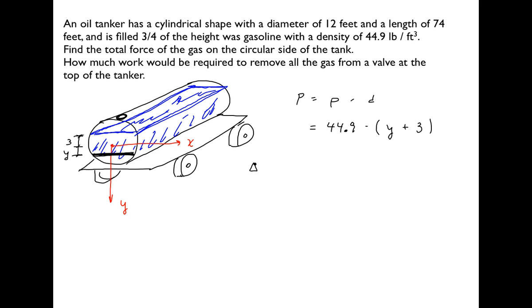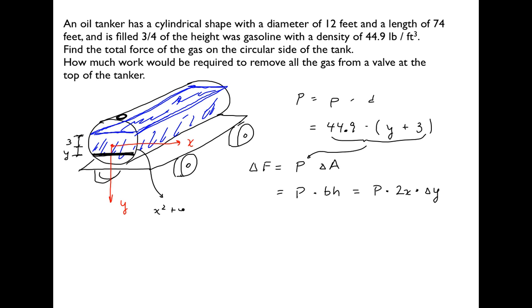Okay, and so then our little bit of force is pressure times a little bit of area. And a little bit of area is base times height. The base is 2x. The height is delta y. So now we've got to get x in terms of y. X in terms of y is according to what? Circle. That circle is why you chose this frame of reference, to make it easy. So that circle is x squared plus y squared equals 36. So x equals the square root of 36 minus y squared, which goes there.